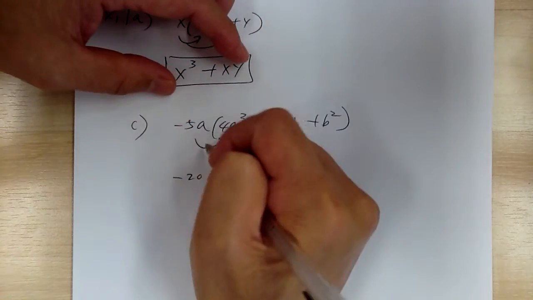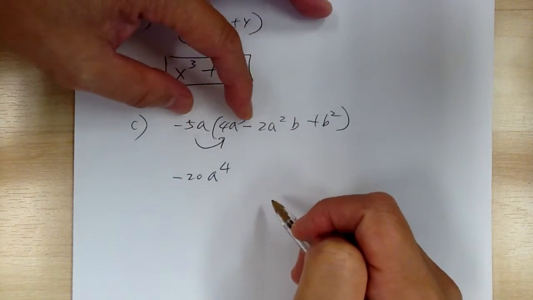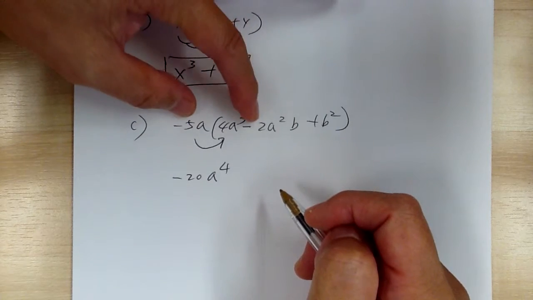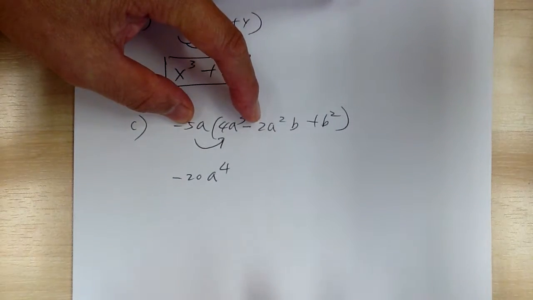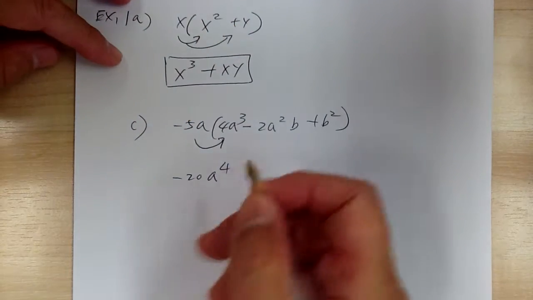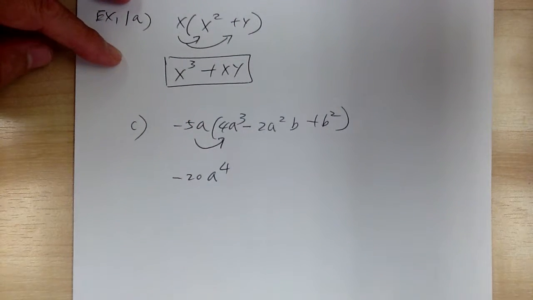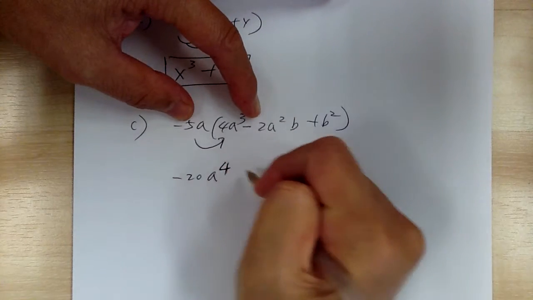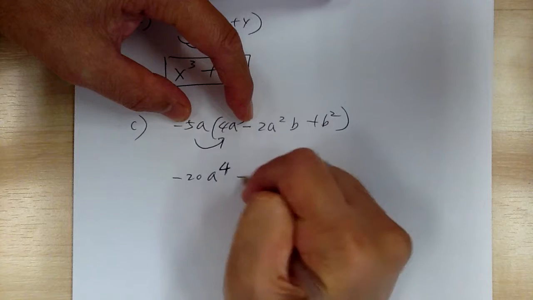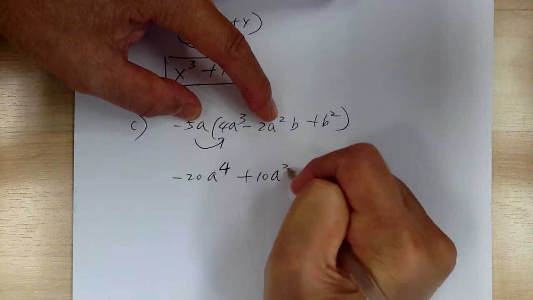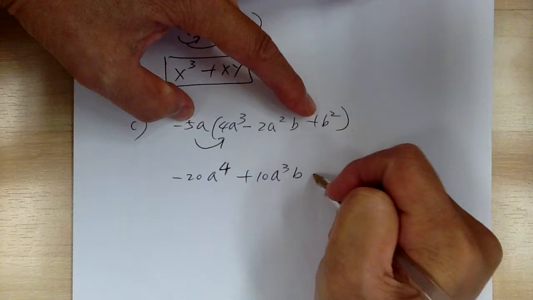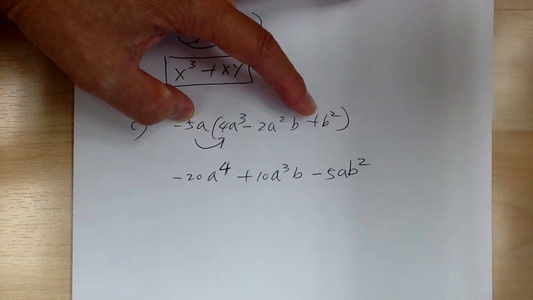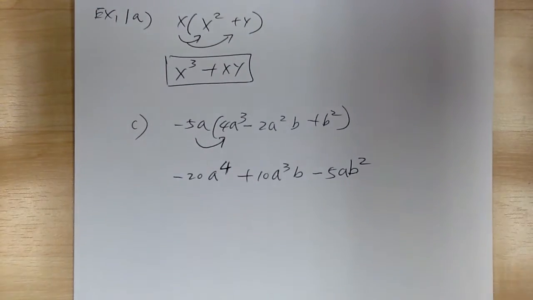And so you can use your finger or you can draw the arrow, either way. Probably easier if you use your finger. The reason for using your finger is that when you point, it will help you to avoid mistakes. Because if you don't, sometimes your eye will skip and you mix up the problems. So it helps you to avoid careless mistakes. So multiply, so it'll be plus 10a to the 3 b, and then this one over here will be minus 5ab squared. Okay? And that's it.